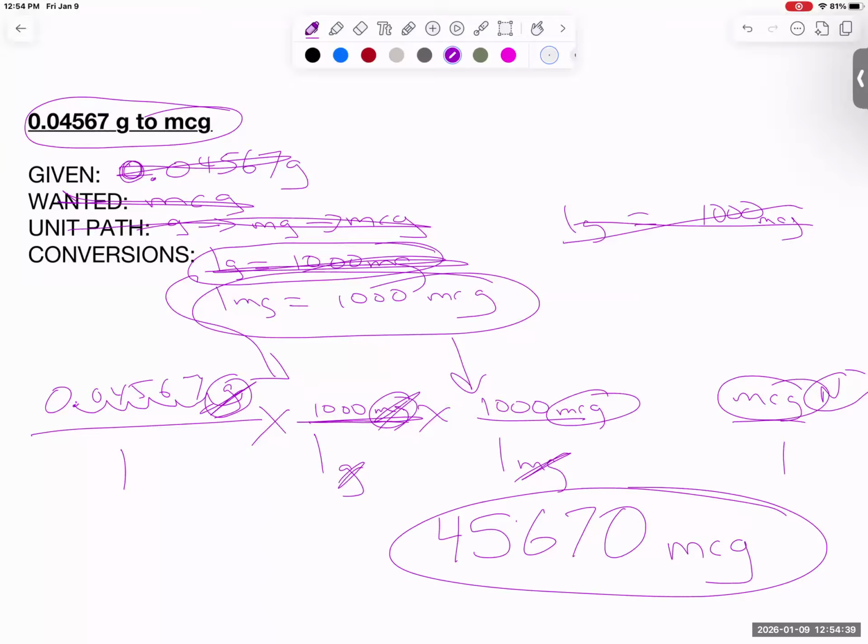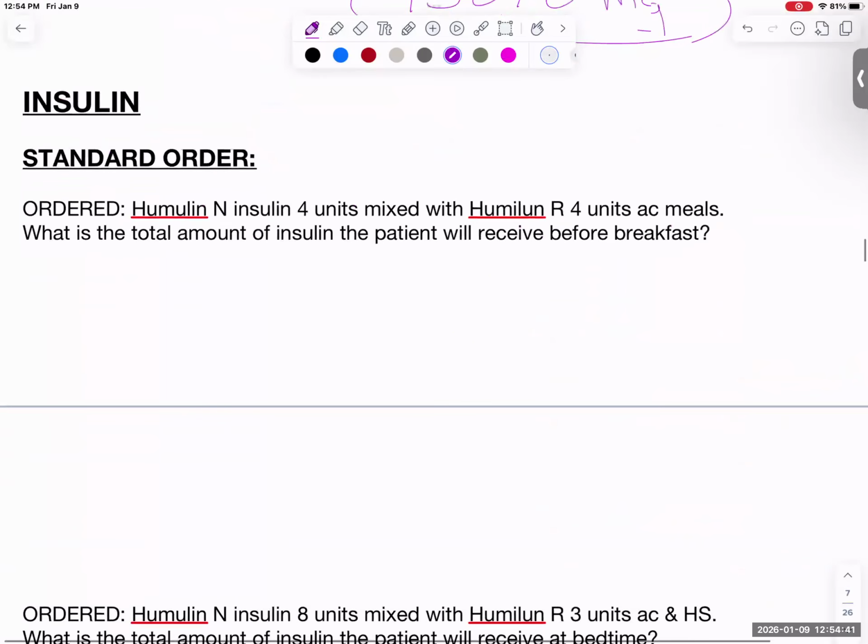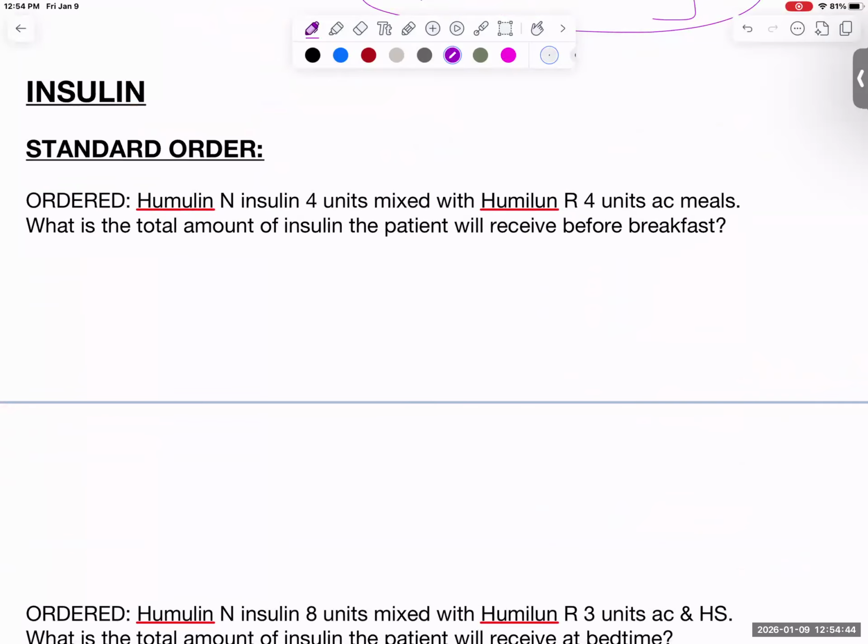Okay. All right. So let's talk about insulin. Insulin is a hormone used for people who struggle with diabetes.